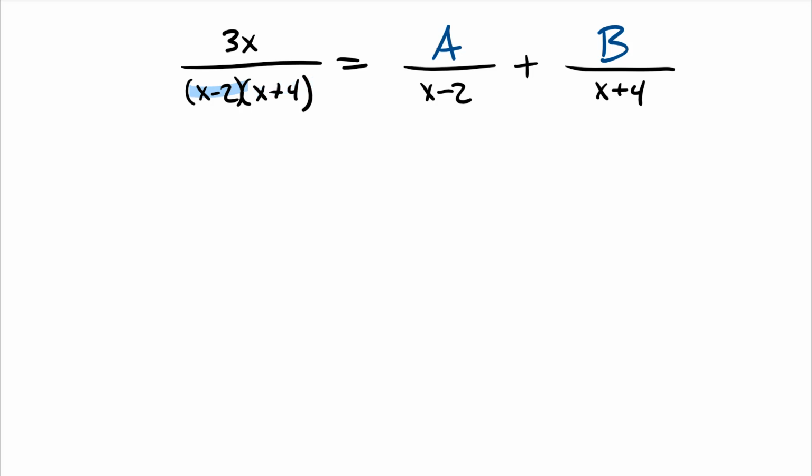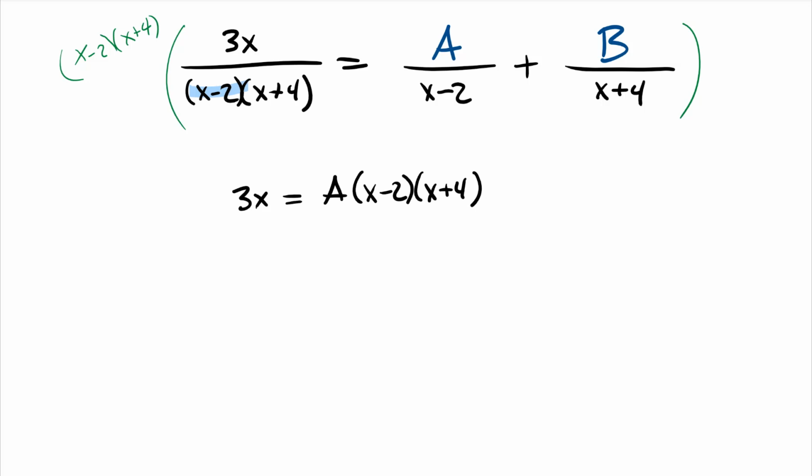Here's our game. Let's multiply both sides by the denominator. Okay, so we just bring that stuff through. So we're going to end up with 3x is equal to A times x minus 2. You'll get much quicker with these because you're going to see that things will just cancel out. And then we have our B times x minus 2 and x plus 4.